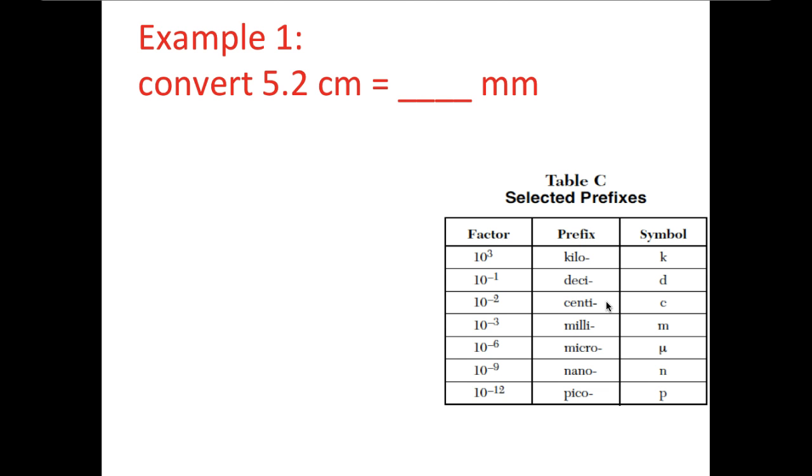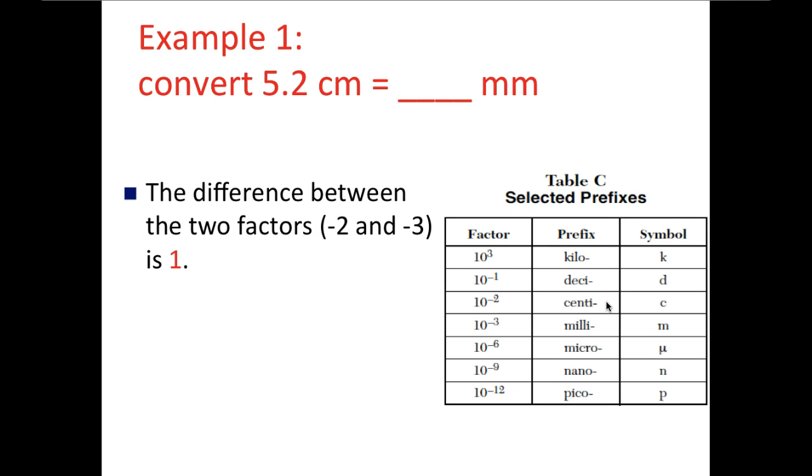This is a big concept and we're going to be doing this a lot. So let's look at example 1. I want to convert 5.2 centimeters to millimeters. Well, remember what our steps are. The first step is to determine what the difference between the two variables is.